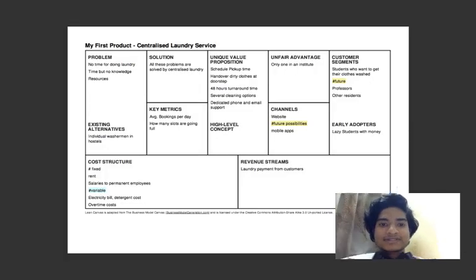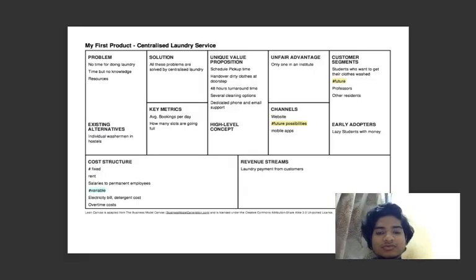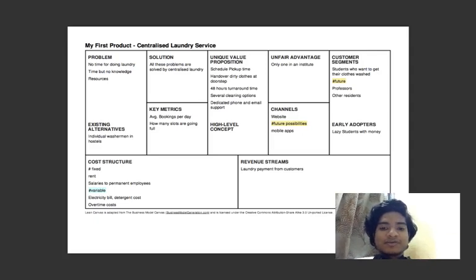So what can be the solution? The solution is a centralized laundry service, and all these three problems are solved very easily by this system. Now we look at the revenue streams, like what will be the sources of our revenue in this business. The primary revenue would be generated from the laundry payment by the customers, and this is the most important one.